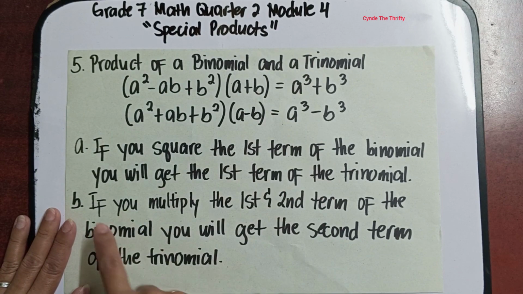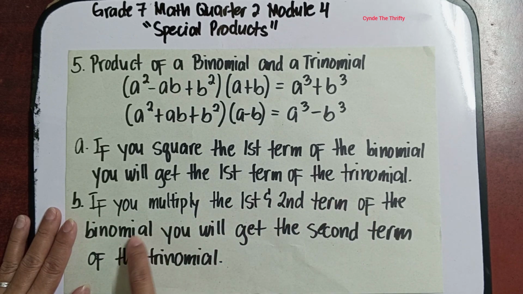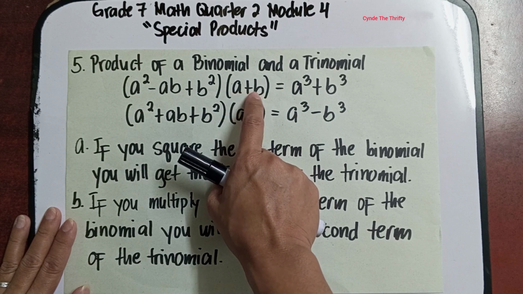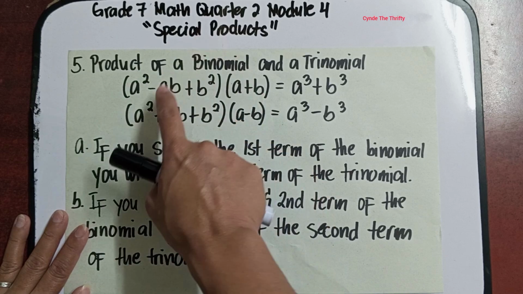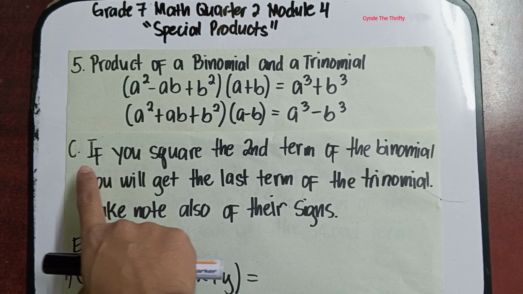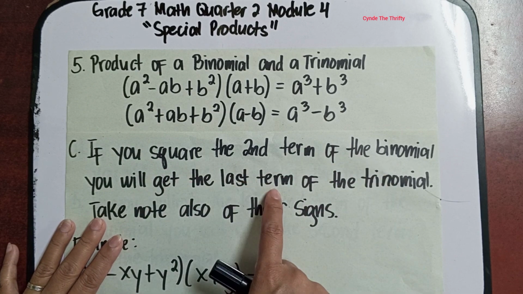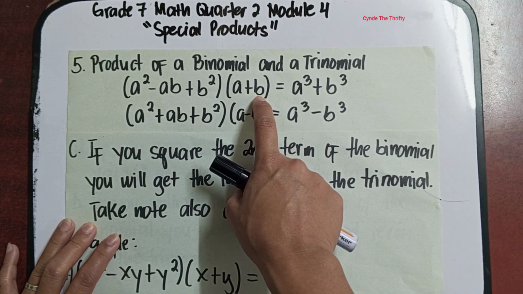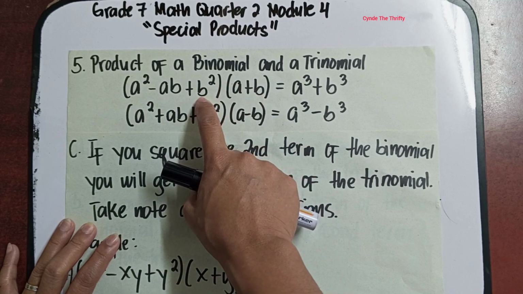And then second, if you multiply the first and second term of the binomial, you will get the second term of the trinomial. Kapag i-multiply mo daw ang first term at second term ng ating binomial, makukuha mo ang second term ng iyong trinomial. Okay, so A times B is equal to AB. And then third, if you square the second term of the binomial, you will get the last term of the trinomial. So kapag i-square natin ang ating second term sa binomial, makukuha natin ang third term ng trinomial. So B squared is equal to B squared.